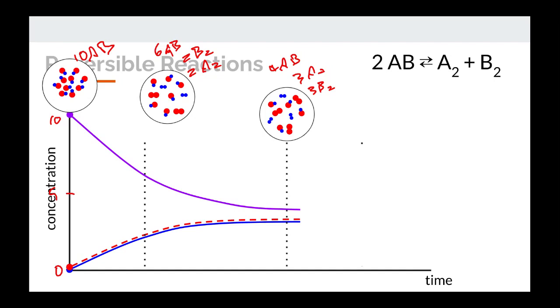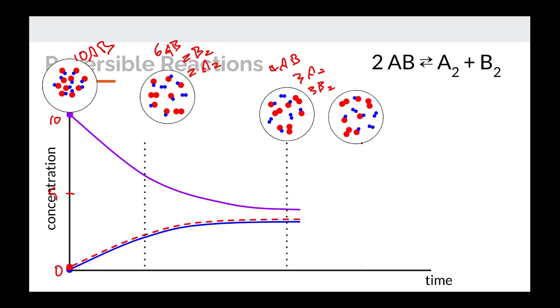Another thing that we see happening is that the curve is starting to flatten out, and that's understandable because as the concentration of AB decreases, the rate of its consumption is also going to decrease. Because remember, in our study of kinetics, we found out that with higher concentration comes a higher rate. So the forward reaction is slowing down.